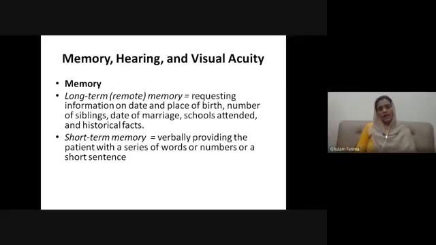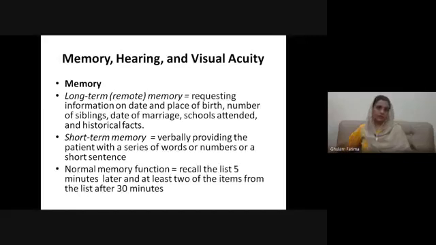Now the patient, you can provide terms: you ask the patient to remember that you just said a yellow flower, a red car, and a blue sky. The patient has to remember the words in the same sequence and repeat them after a few minutes. You will ask the patient to recall the list after 5 minutes, and that will tell you about normal memory function, short-term memory.